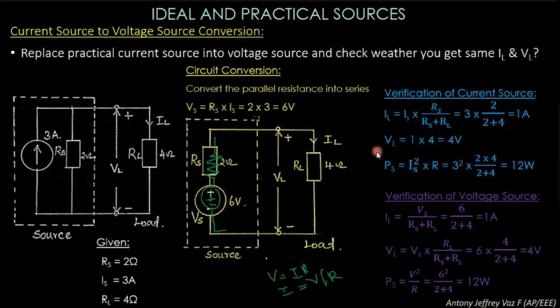You can see in the current source, the load voltage is 4 volt. In the voltage source, the load voltage is also 4 volt. There is no change. Then we can say both the circuits are the same. Yes, both the circuits are the same. One is a current source circuit and this one is a voltage source circuit, but both the circuits are the same and identical.